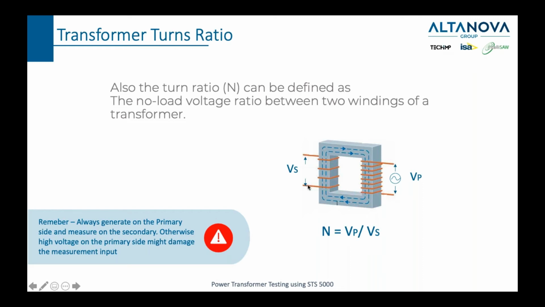If my measurement input doesn't have a correct range to measure up to 1 kilovolt, I will burn my input. So for example, on STS, the maximum voltage you can measure is 300 volts, which is more than enough if you measure on the secondary side. But if you measure on the primary side, in that case, you are basically boosting your voltage. You might easily burn the input. And not only that, on a transformer which is 1000 to 1, if you generate only 1 volt on the secondary, you will get 1000 volts on the primary. So keep in mind, this high voltage can also hurt people.